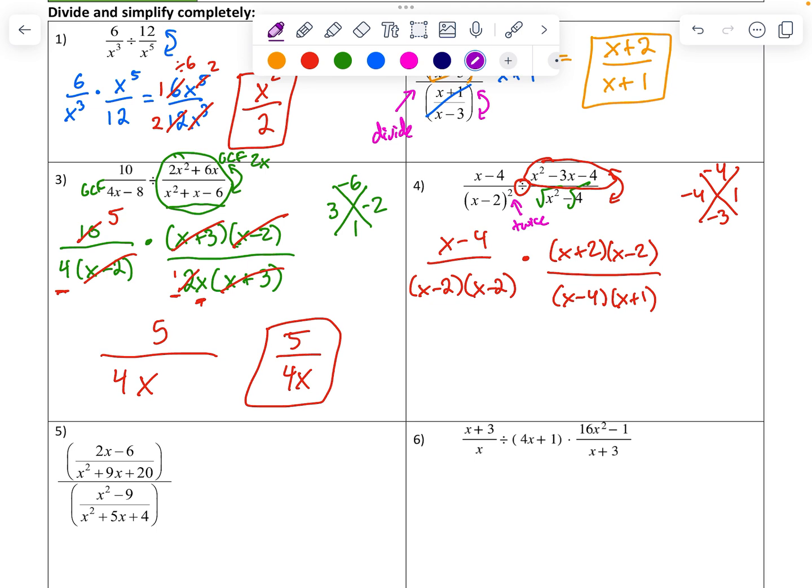Then we want to check the tops and bottoms for any groups that would simplify to a 1. So x minus 2 and x minus 2 can go. Notice only one of them can simplify. So this x minus 2 stays there because x minus 2 divided by x minus 2 equals 1. So only one group can go. x minus 4 and x minus 4 can go. And that's all that I see. So I'm left with an x plus 2 on the top, an x minus 2 on the bottom, and an x plus 1 on the bottom. And we keep them in factored form.